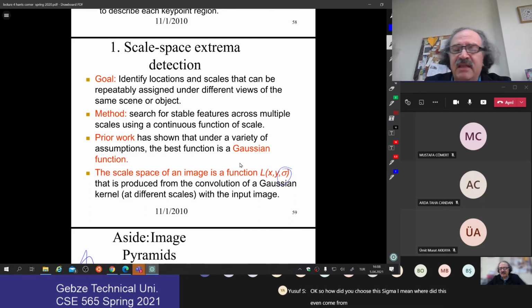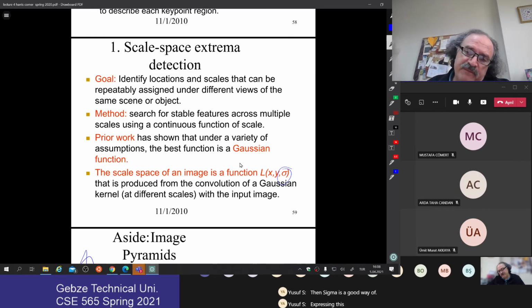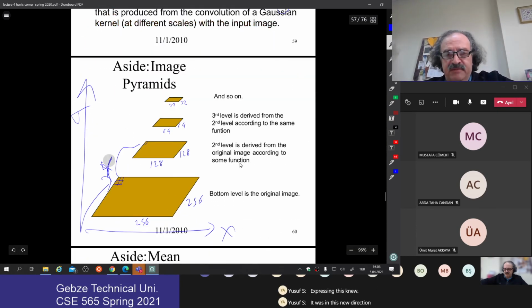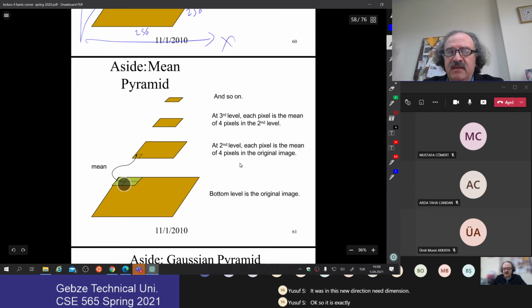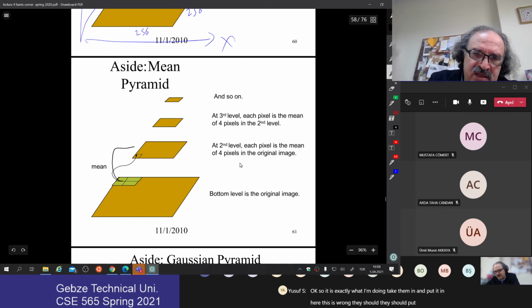Some people in the 1990s did work on this. If you are going to work in the scale space, then sigma is a good way of expressing this new direction, new dimension. So it is exactly what I am doing. Take the mean and put it in here. This is wrong. They should put it in here, not there.